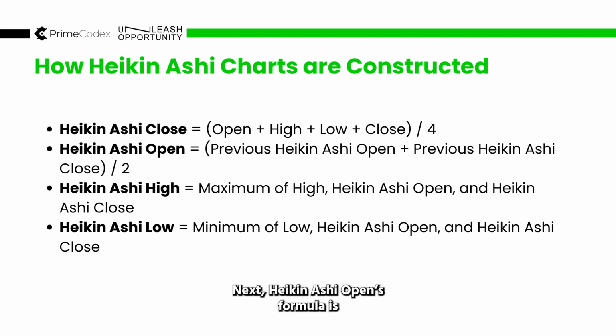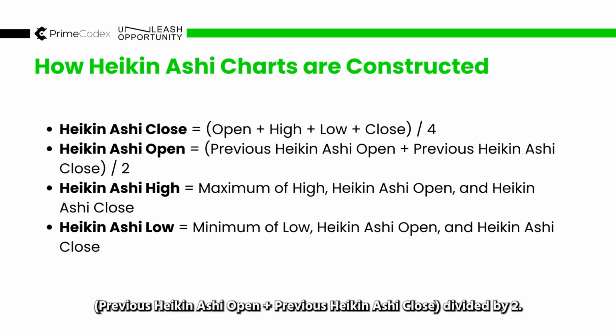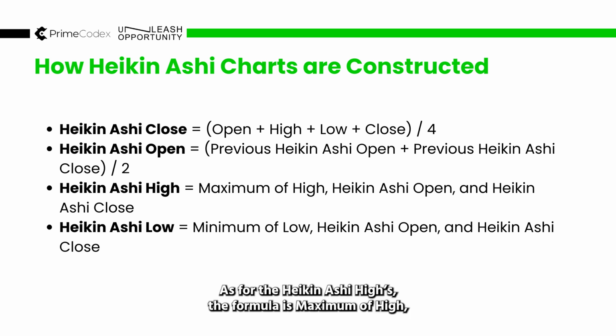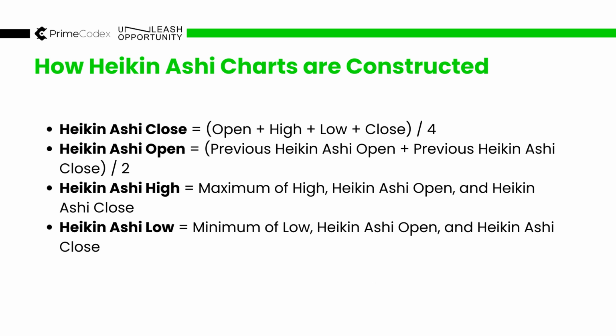Next, Heikin Ashi open's formula is previous Heikin Ashi open plus previous Heikin Ashi close divided by 2. As for the Heikin Ashi high, the formula is the maximum of high, Heikin Ashi open, and Heikin Ashi close. And for Heikin Ashi low, it is the minimum of low, Heikin Ashi open, and Heikin Ashi close.